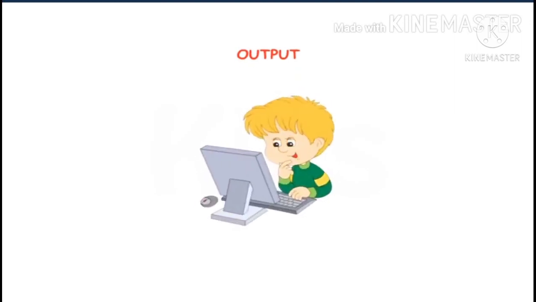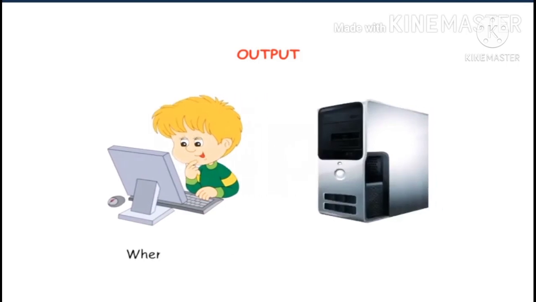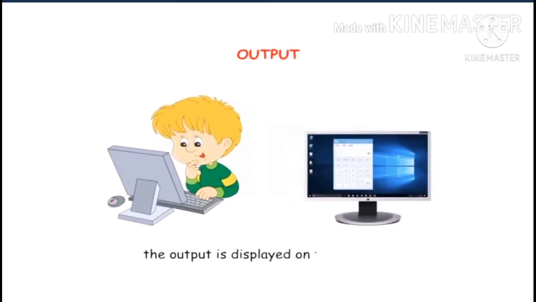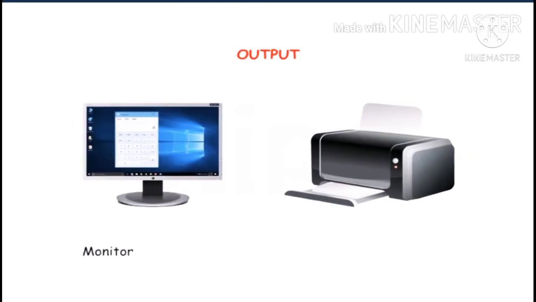After that, output. Output means the final result. When the CPU finishes processing the data, the output is displayed on the monitor. Monitor and printer are the most common output devices.